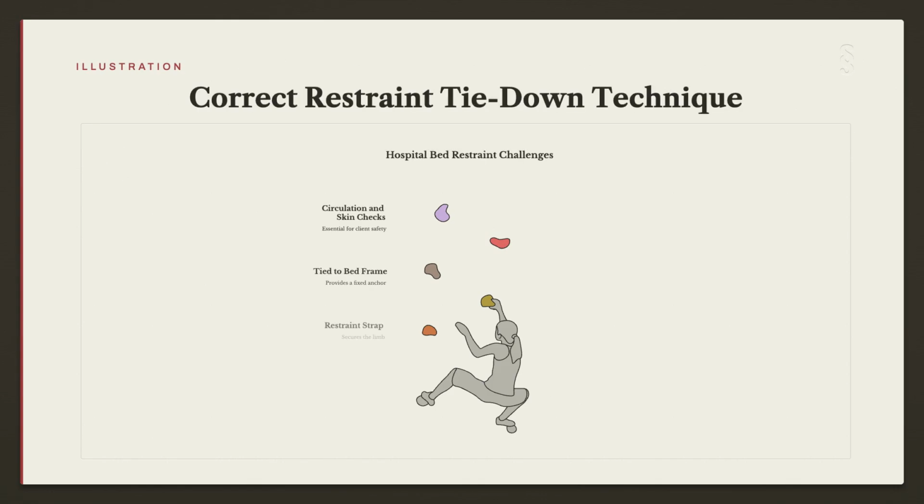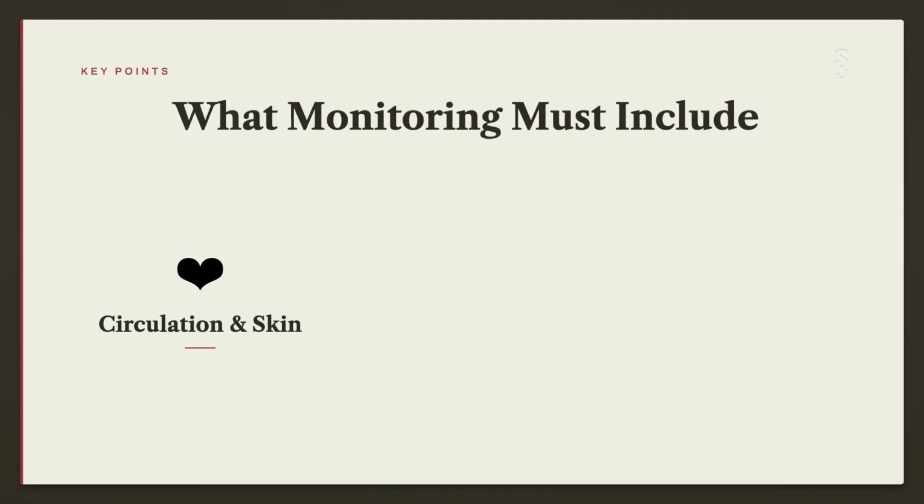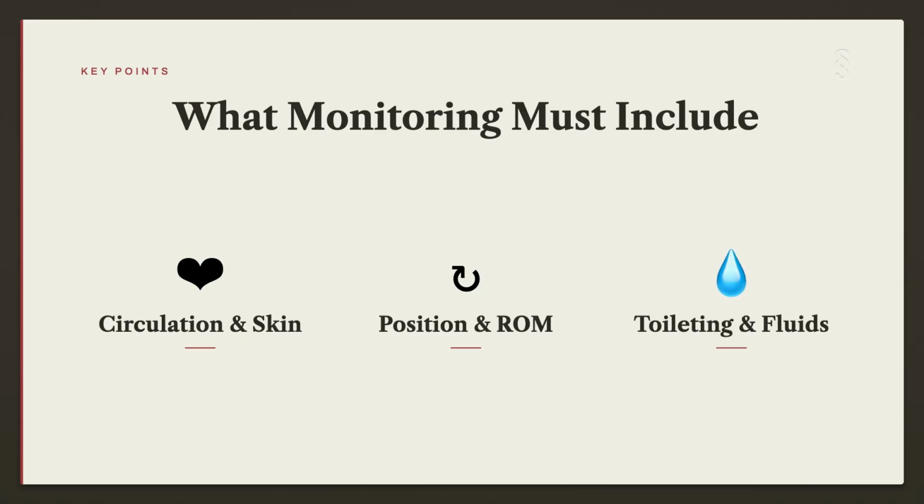A restraint requires a specific prescription for type, location, duration, and justifying behavior, never a standing order. It must be tied to the bed frame with a quick release knot, never to a side rail that moves when the bed is adjusted. The greatest danger develops silently underneath the device, so frequent checks of circulation, skin integrity, and neurovascular status are the core of the care plan. Nurses must also reposition the limb, provide range of motion, and offer toileting and fluids at each round.